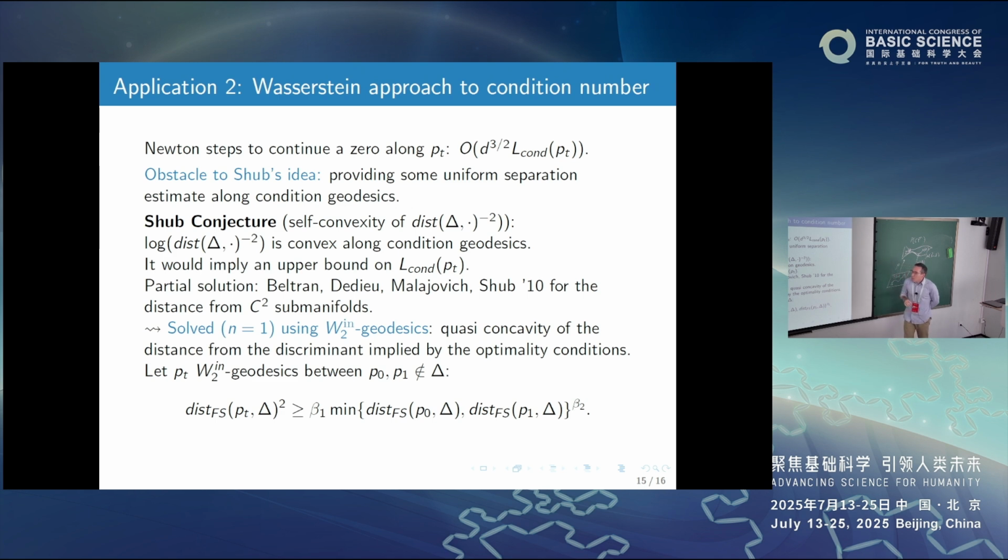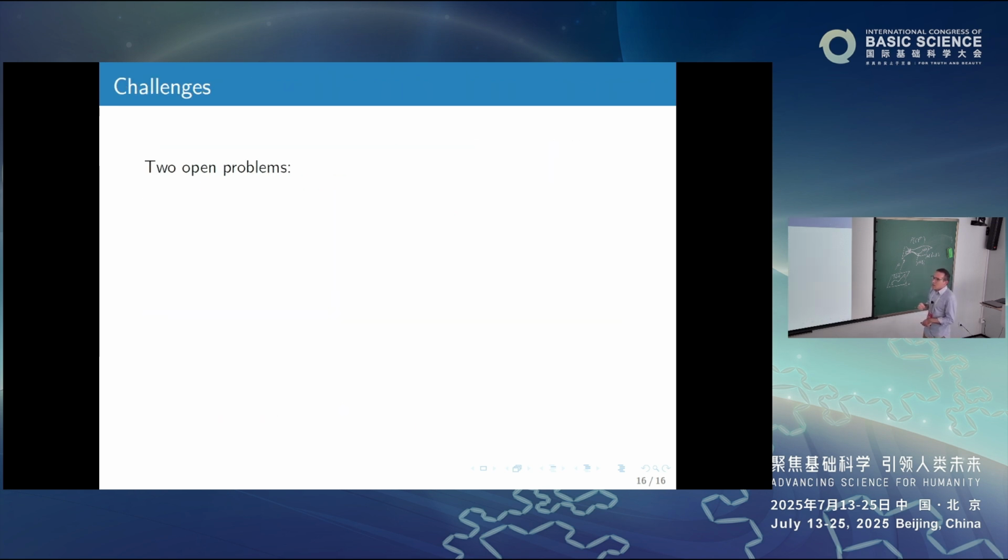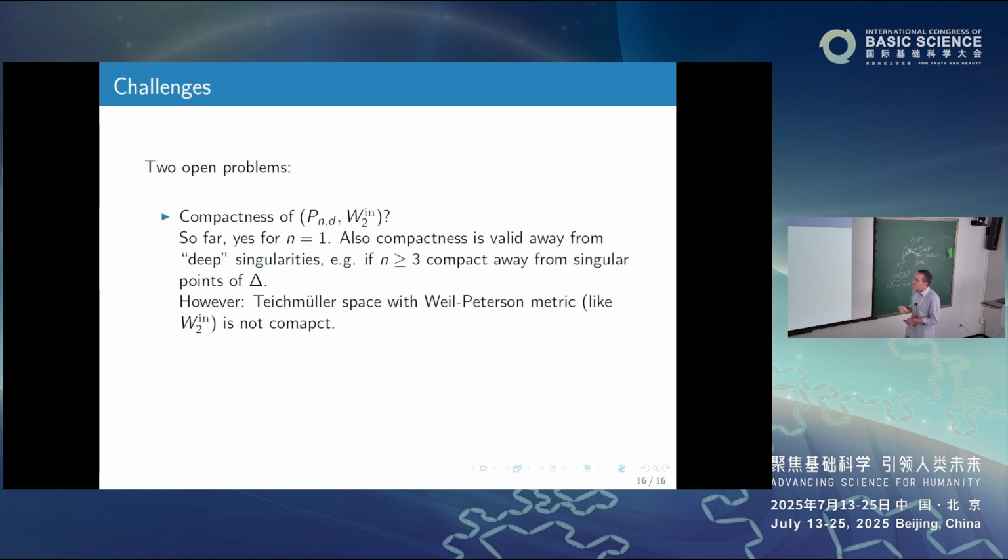So let's say we have solved this Schub conjecture in dimension n equal 1, coming from this W2 distance. In a more general situation, I think it's a very interesting problem that we are still not able to do. Okay, so I think my time is almost finished, so let me just conclude with two open problems.